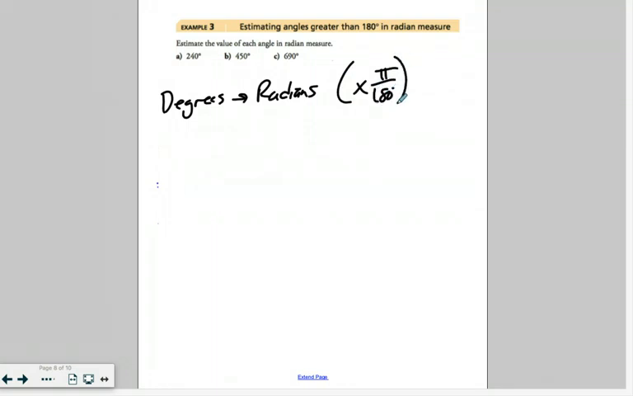So again, you can go the other way as well. Estimate the value of each angle in radian measure. Now these ones may not work as nicely, so we can use that trick that I talked about. If you're going from degrees to radians, you multiply by pi over 180. The thing that you want goes in the numerator. So if you're trying to get radians, put the radian value of pi on the top. If you're trying to get degrees, multiply by 180 over pi.